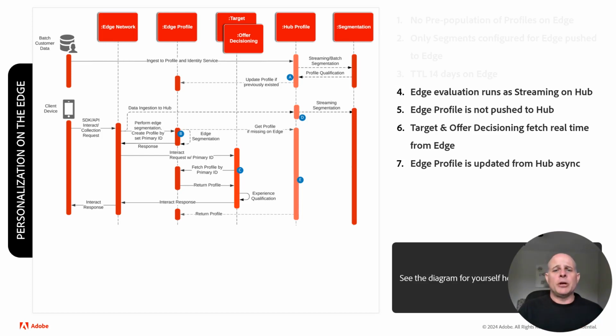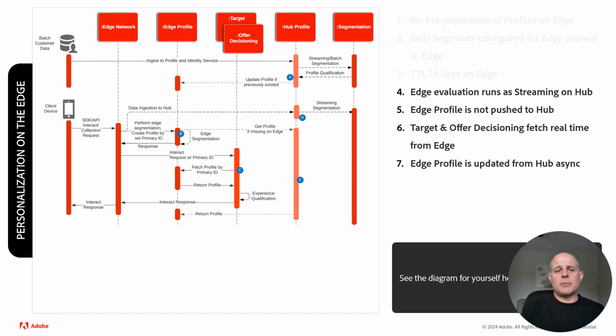So a couple things to note. The edge evaluation will also run as streaming on the hub. So even though the edge is evaluating the hit as it comes in, it will also evaluate that same piece on the hub, because remember, there may be additional data here on the hub that doesn't exist on the edge, because we are ingesting data both to the edge and to the hub, so the same rule may result in two different qualification answers.